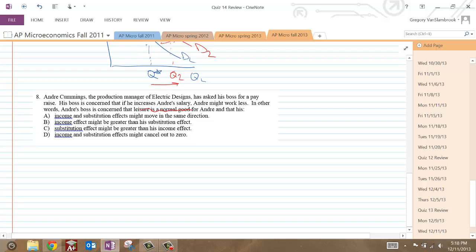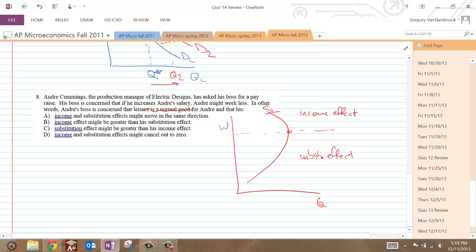Just always assume that. So remember with the supply of labor curve, now we're talking about the market as a whole, not just the firm. In the supply of labor curve, there is a portion of it that is upward sloping, which is due to the substitution effect. We're substituting income for leisure. And then there's a portion where it starts bending backwards as a result of the income effect, where as we gain more and more income, we can afford to work less and less. So therefore, back to his concern, if he increases Andre's salary, Andre might work less.